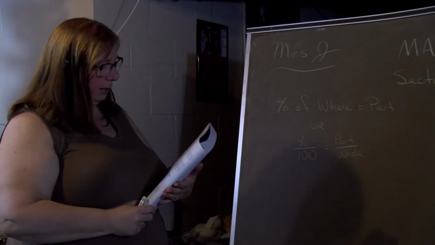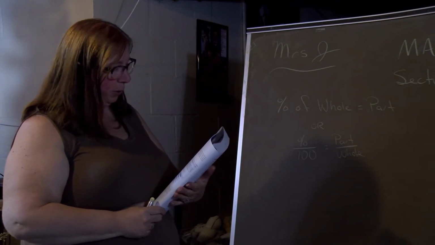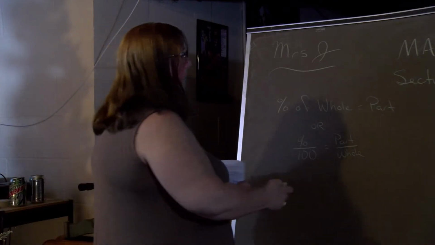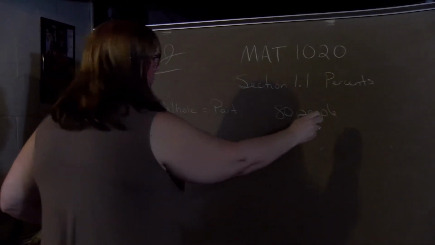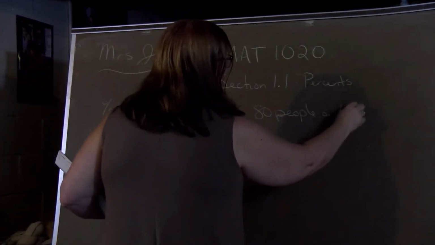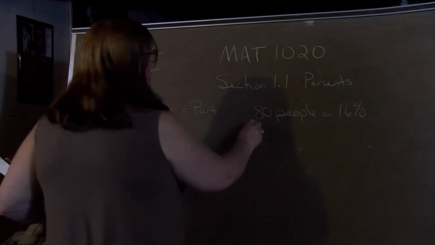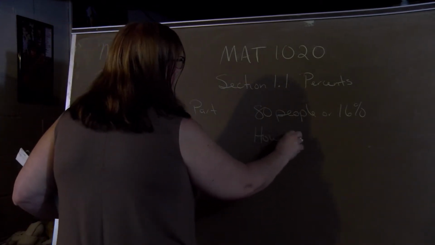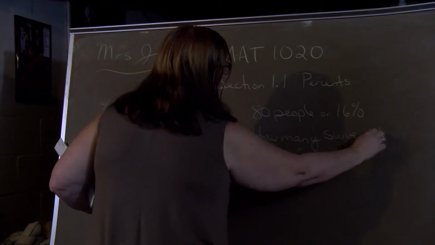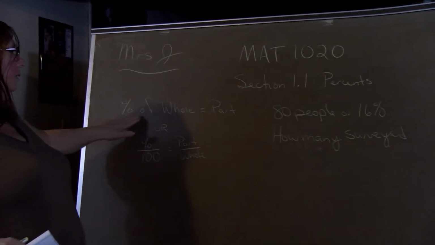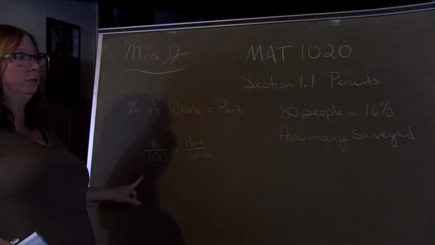It says, a survey reported that 80 people, or 16% of the group, were smokers. How many of the people were surveyed? So 80 people, or 16%. We want to know how many surveyed. So it's definitely not written in this form. We do want to set up the proportions. But the proportions are nice because then you just cross multiply.